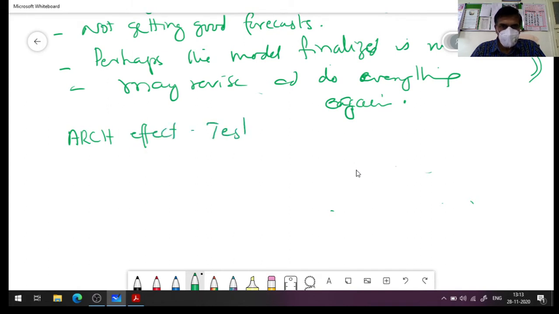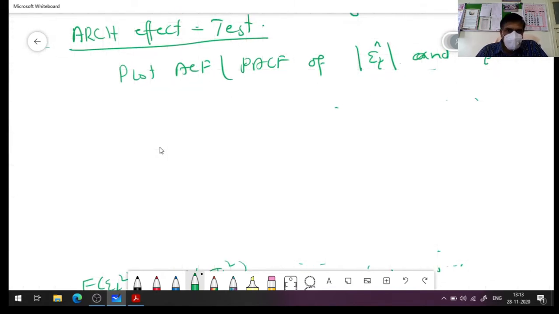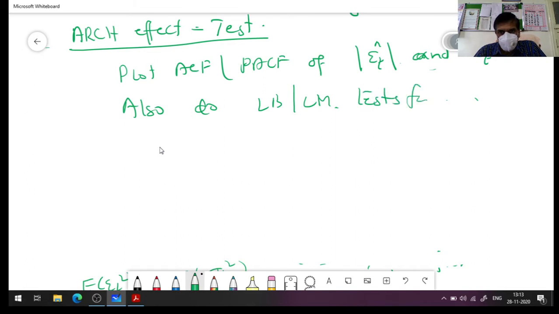Test this ARCH effect. So how can this be tested? Plot the ACF and PACF of this, and also do the Ljung-Box and Lagrange multiplier tests for this, which we have discussed in the last class.